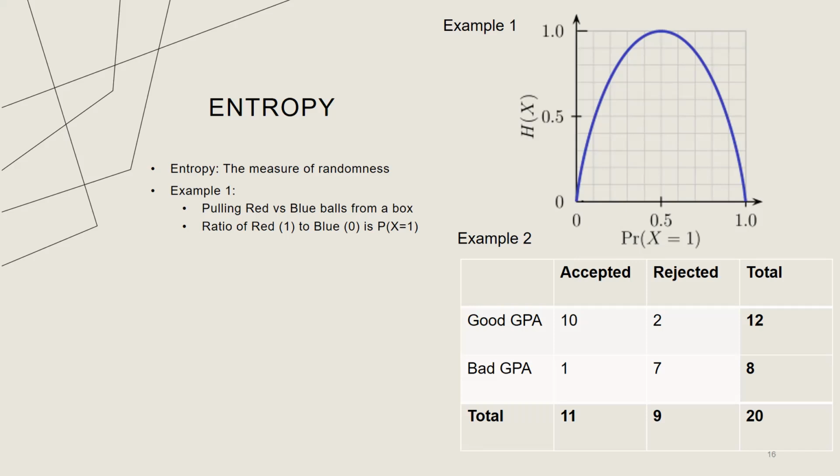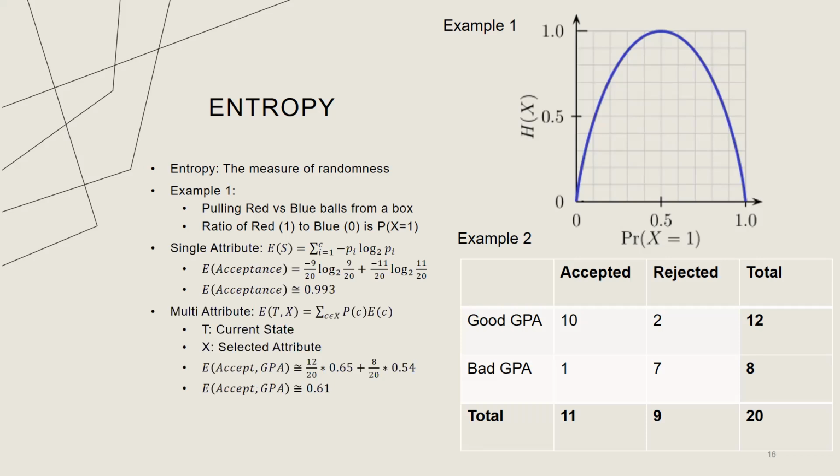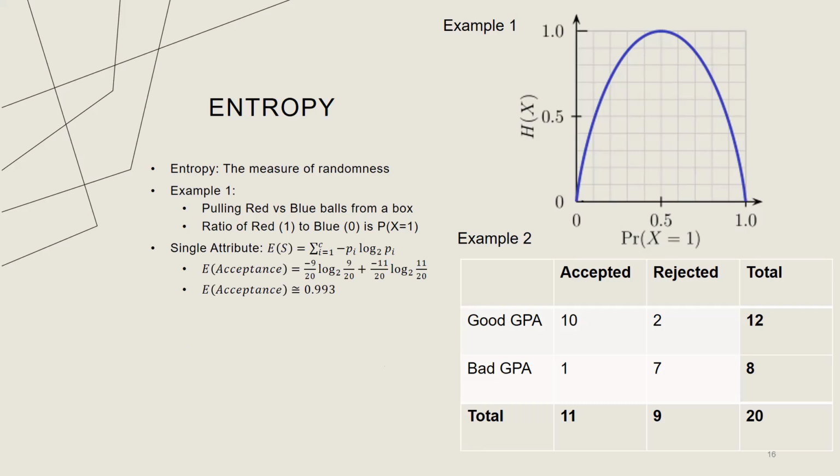Can I get a thumbs up if that makes sense in terms of entropy? All right, next, let's go on to that second example, the GPA. Let me just go back to the single attribute GPA.